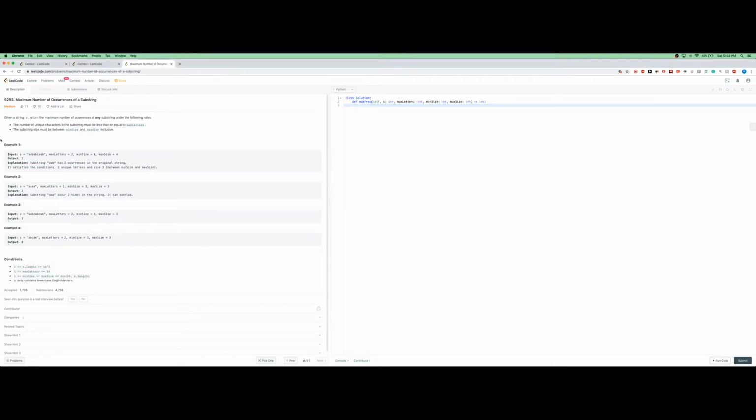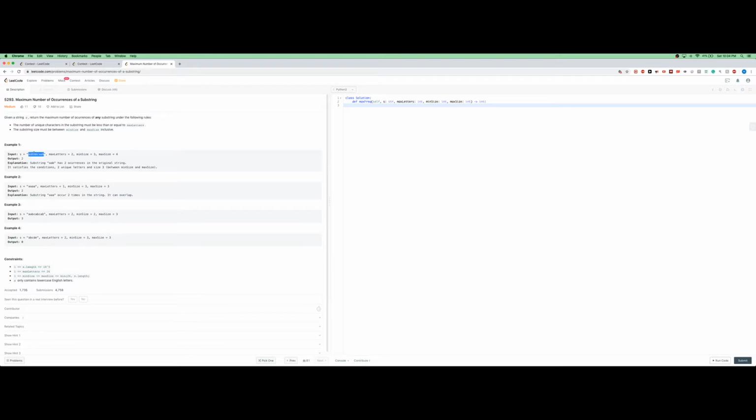of occurrences of any substring under the following rules. One of them is the number of unique characters in the string must be less than or equal to max letters. The substrings that we will consider must follow some rules. One of them is that the number of unique characters must be less than or equal to max letters, and the substring size must be within the range min size to max size.